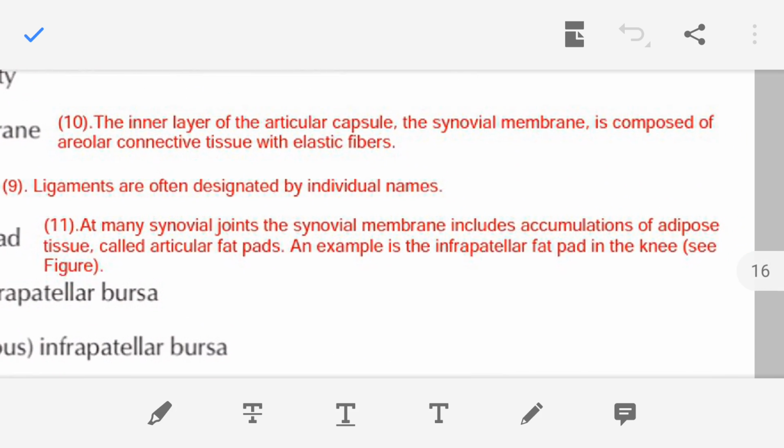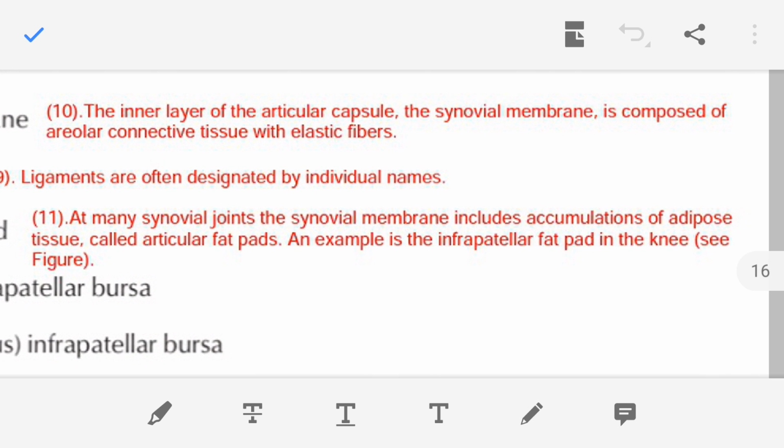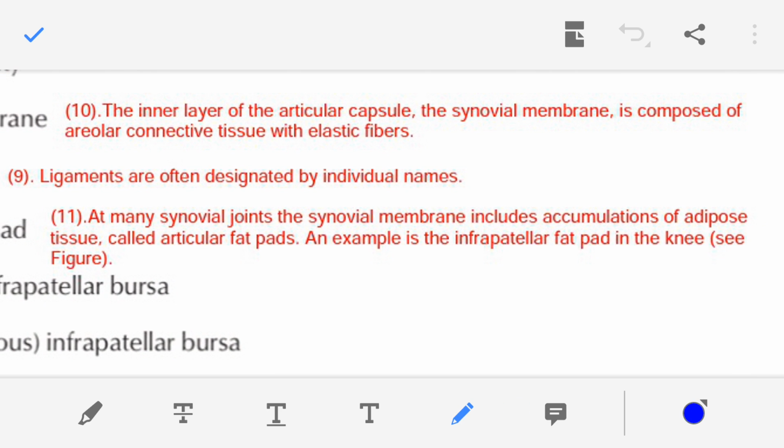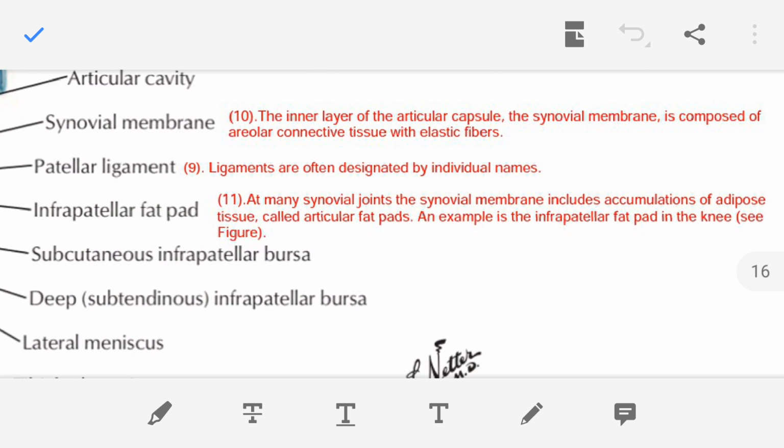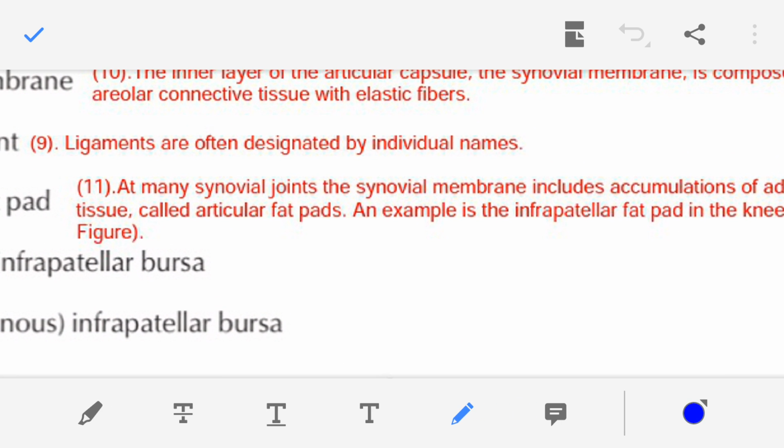Now, what is the role of the synovial membrane? Many times in the synovial membrane, there is a deposition of adipose tissue. So in the synovial membrane there is an accumulation of adipose tissue. This adipose tissue, we know, is made up of fat. So in the cells there are fats present. This adipose tissue is known as the fat pads.